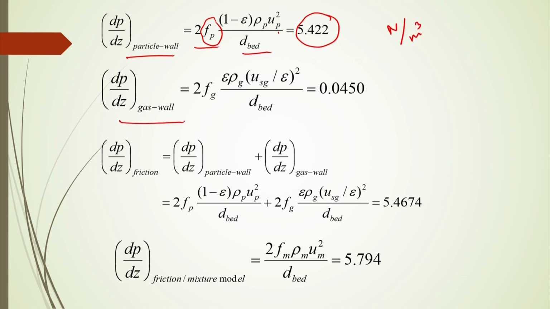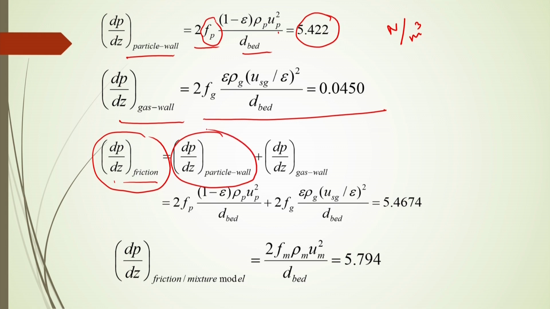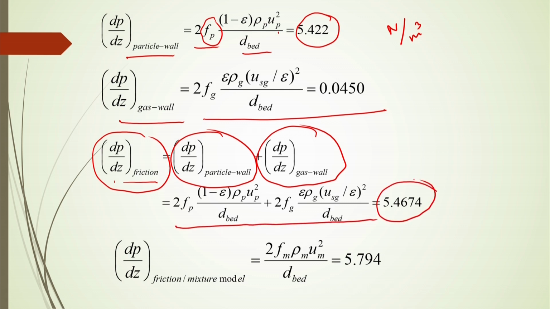And then the gas wall frictional pressure drop will come like this after substitution of these values. The total frictional pressure drop will be equal to the frictional pressure drop of particle wall plus the frictional pressure drop of gas wall. Then you will get the total value here as 5.4674, and then the frictional pressure drop based on the mixer model will come as 2 Fm into rho m into um square by diameter of the bed.